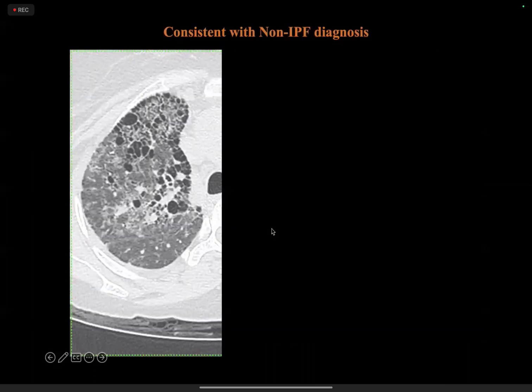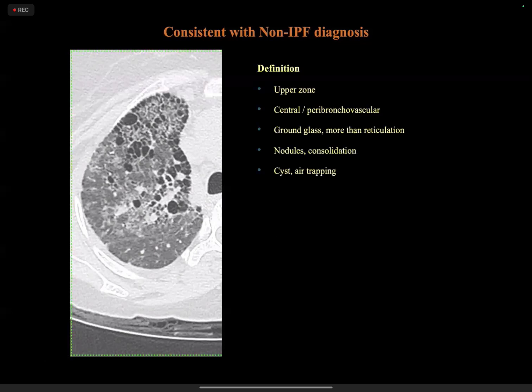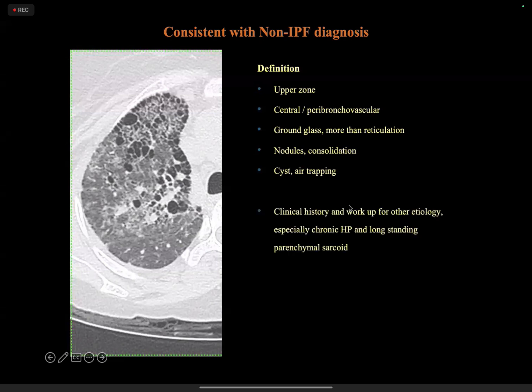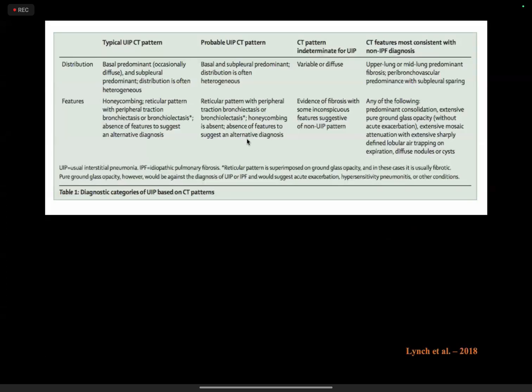Then the last bucket is consistent with non-IPF diagnosis. As against the basal predominance, you see upper zone predominance; as against the subpleural distribution, you see central or peribronchovascular distribution. And instead of absence of findings like ground glass nodules, cysts, and three-density signs, they are present in a good proportion. All these are clearly opposite to what we expect in typical UIP. So naturally, this is consistent with a non-IPF diagnosis, because now you are pretty much sure that this is not going to be IPF. Most of these cases are due to chronic HP or sarcoid, which we will discuss in the forthcoming session. So this is what we talked about so far, the UIP pattern, typical and probable.